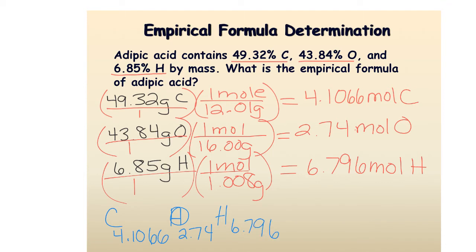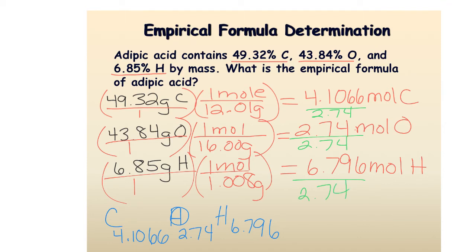That looks ridiculous. You can't round to the nearest whole number because that would require a lot of rounding. So now what you do is you pick out the smallest of those three mole numbers, so the 2.74. You divide each of these by 2.74. And that will give us a nice whole number ratio.